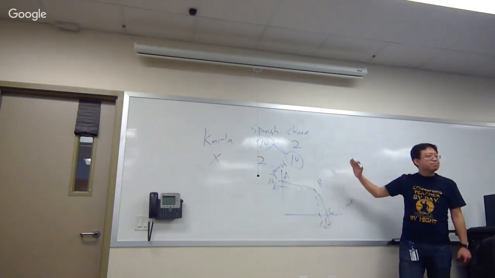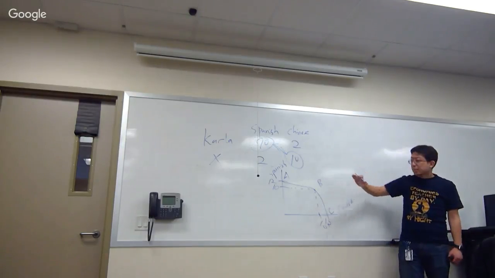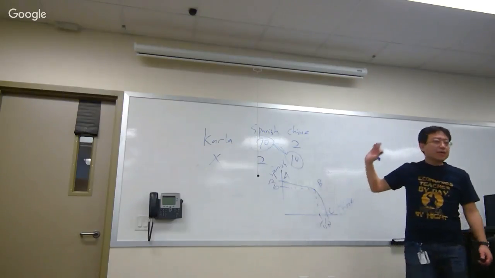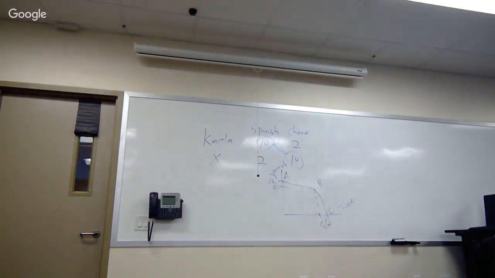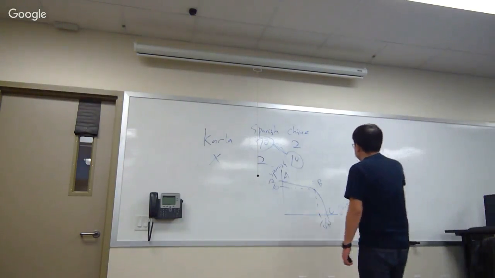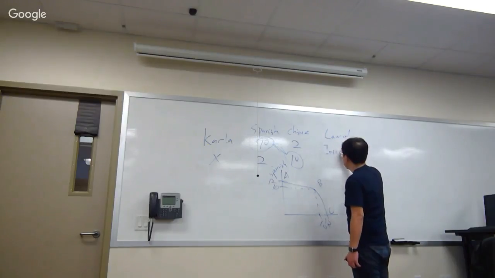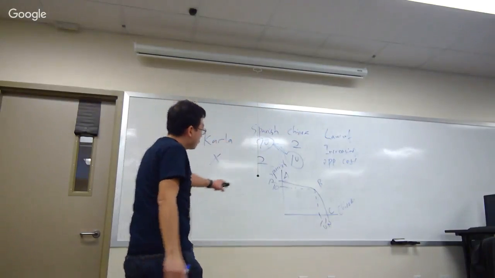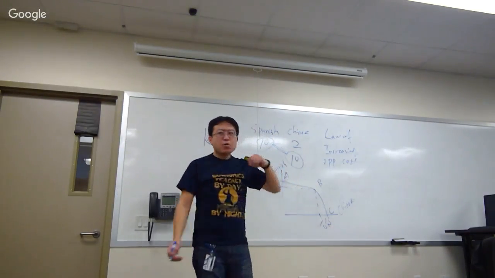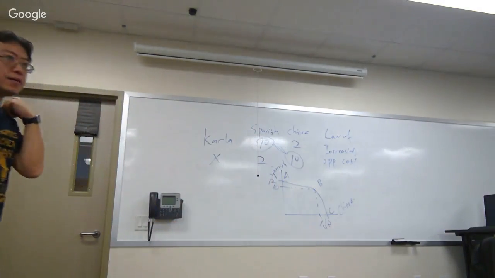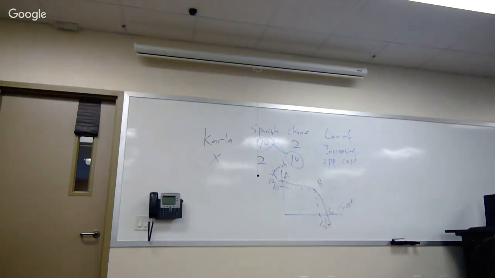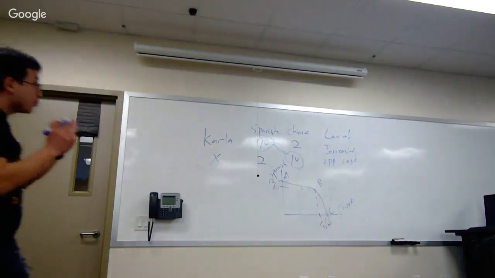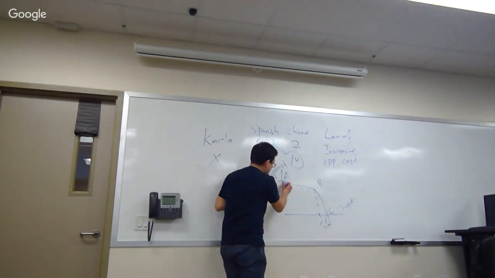Now this PPF is bowed out, because when you have specialized resources, you have that shape. This also has a law, called the law of increasing opportunity cost. Now this is what it is. If we go from point A to point B, what is our opportunity cost? Two Spanish papers. So if we go from point A to point B, we give up 2 Spanish papers.